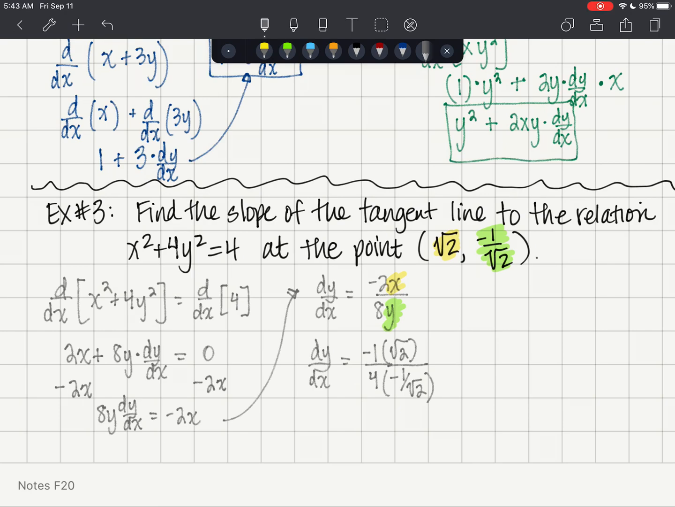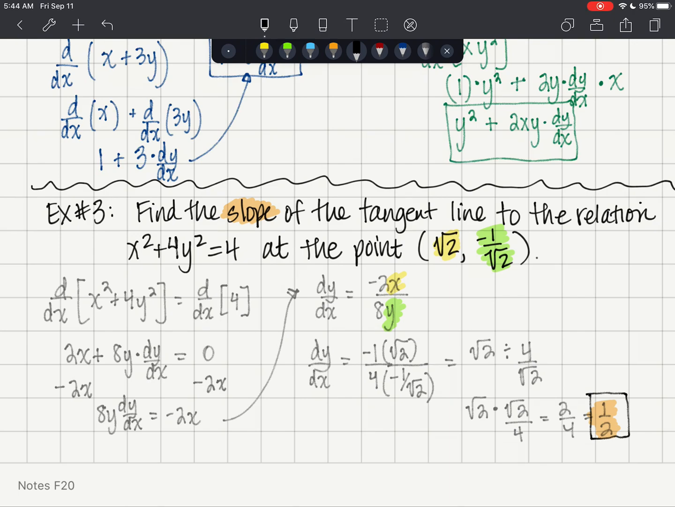I know I'm going to have a negative over a negative. So I've got the square root of 2 divided by 4 over the square root of 2. That's the same thing as the square root of 2 times the square root of 2 over 4. So that's 2 over 4, which is 1/2. So our slope is 1/2. And that was exactly what we needed to find, so I can box that answer and be done.